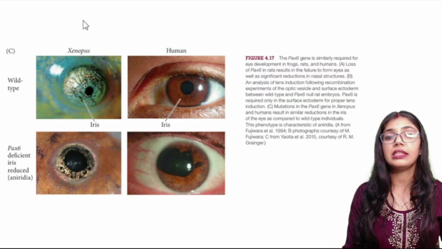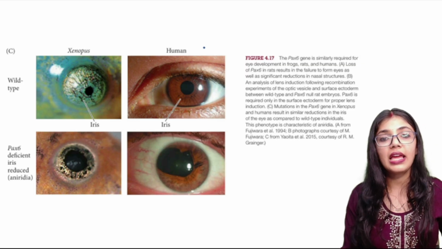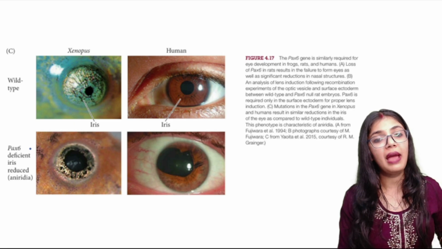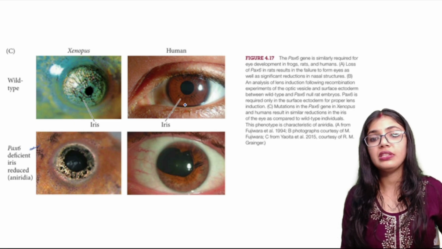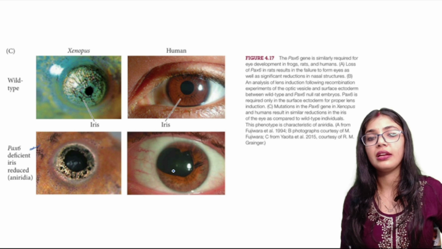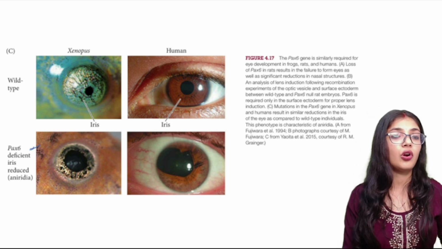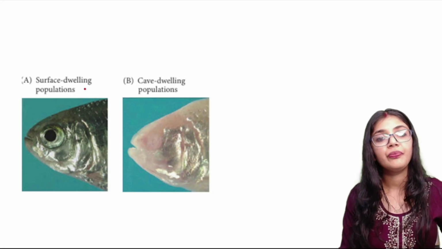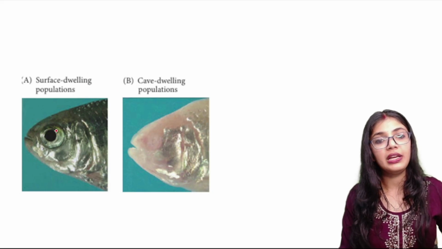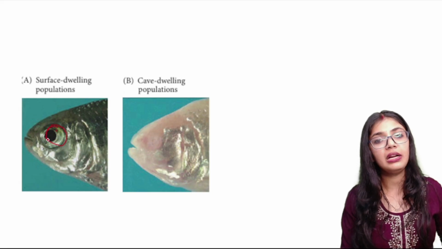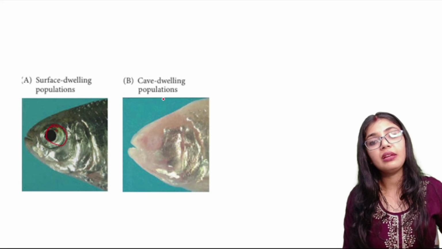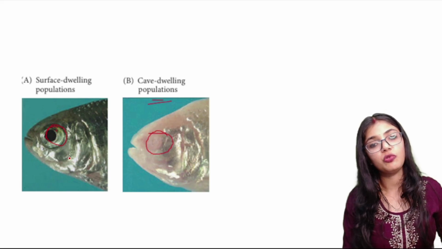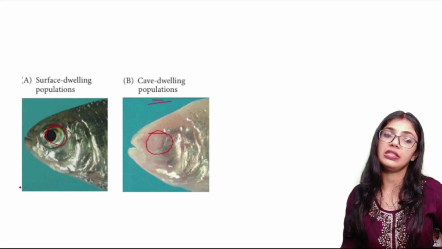In humans there is a condition known as aniridia, due to PAX6 deficiency, in which the iris is disturbed or the lens is not formed normally. Here we can also see the case of cavefish. When normal, it has a proper eye, but in the cave-dwelling population of this fish, PAX6 is mutant and there is a mutation of the eye.